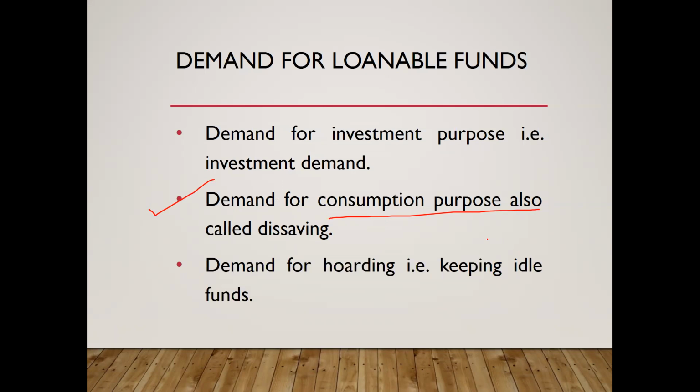Suppose sometimes people are planning to buy a four-wheeler and do not have sufficient money, so they take an automobile loan, or they are purchasing a house or a land, and they do not have sufficient amount, so they take a loan for this consumption purpose. Such kinds of loans fall in this category, the demand for consumption purpose.